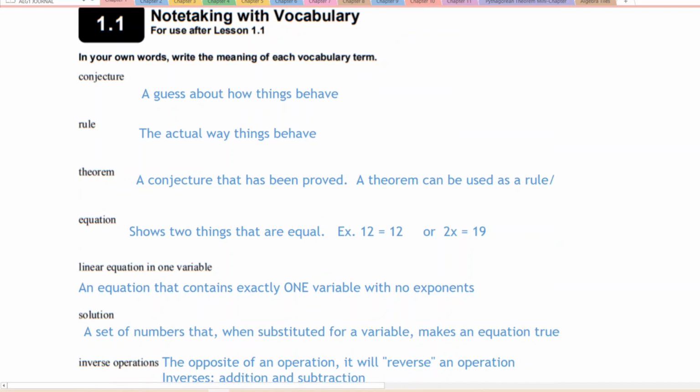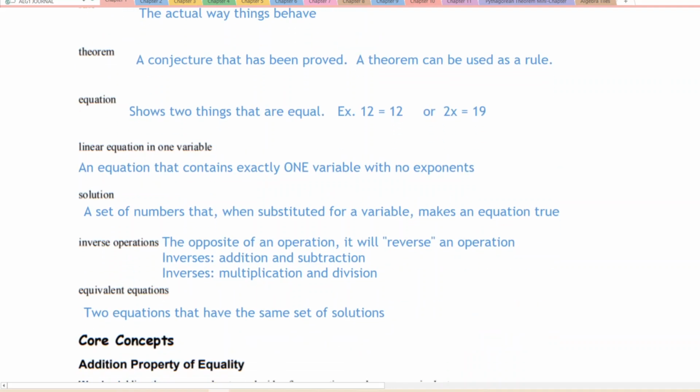So we've got a conjecture, and a conjecture is just a guess about how things are going to behave. The rule is how things actually behave. So a conjecture is a guess about things. The rule is the way that things actually happen. A theorem is a conjecture that's been proven somehow. Mathematically speaking, as someone who studied math in college, I can tell you that proving theorems is a major preoccupation of the mathematician. So we just like to prove theorems over and over again, or show how theorems get proved. How does a guess get proved? That's really the heart of mathematics here.